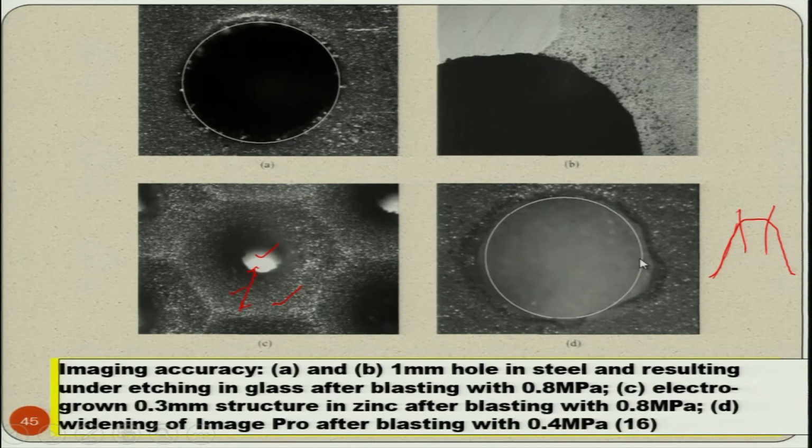So, all these are, although they are in micron size, but you have to see to what extent you can accept them as a feature in the device, because they are going to affect the performance of the device.